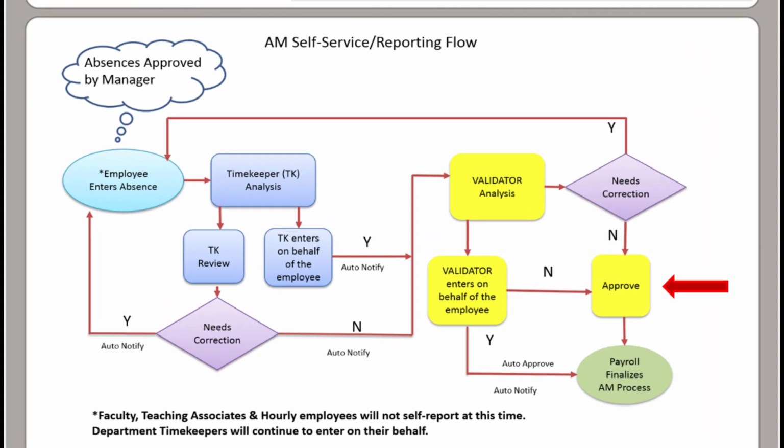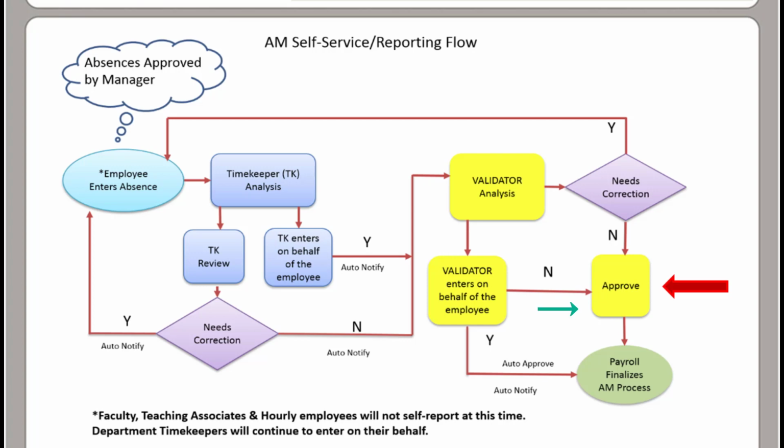On this slide, we get a preview of what the reporting flow looks like in the PeopleSoft system. The cloud at the top left represents the departments. How the departments collect their data is slightly different. The end result is that you are prepared for an audit. The employee self-reports their time. The timekeeper to the right does an analysis, does a review. If no correction is needed, then it goes to the validator for approval.